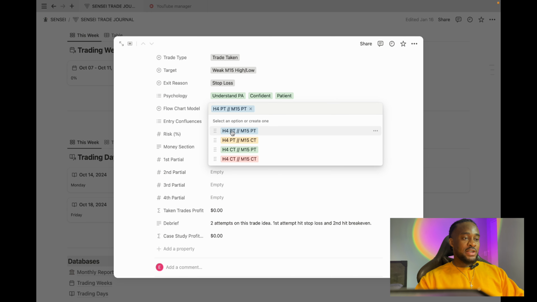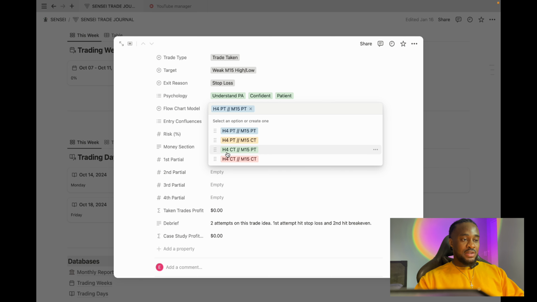Here we can find the trend that the market was currently at before I took the trade. Now it could be H4, which is the 4-hour, pro trend and M15 pro trend. This is the best case scenario because it's more high probability and has a higher win rate than the rest, because here the higher time frame is in sync with the M15. So this right here is the top option for me.